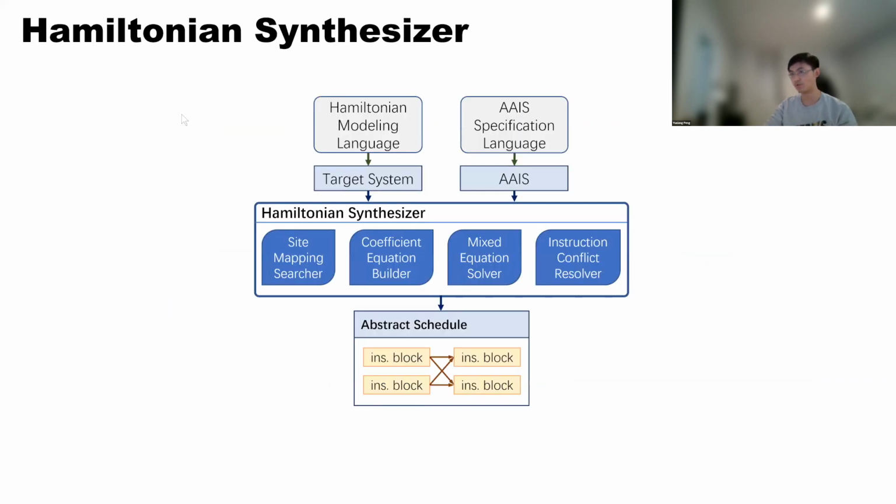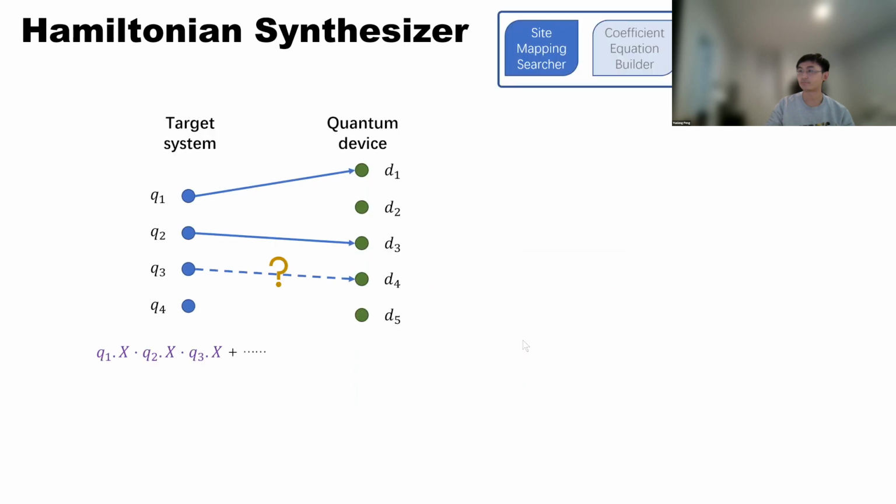So next, we want to talk about some details in the Hamiltonian synthesizer, which is basically used to generate an abstract schedule from the target system and AAIS. So the first step is finding a site mapping from the target system to the quantum device. For example, if the target system includes 4 qubits, say Q4 here, and the target Hamiltonian includes a term like Q1x dot Q2x dot Q3x, we want to map the system to the quantum device in a site mapping describing this here.